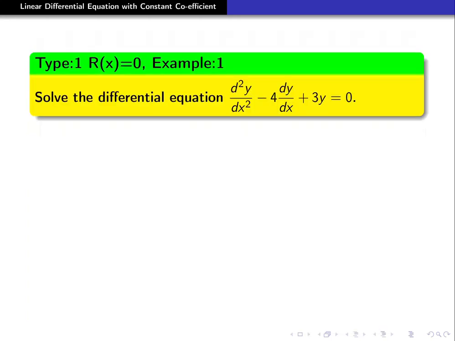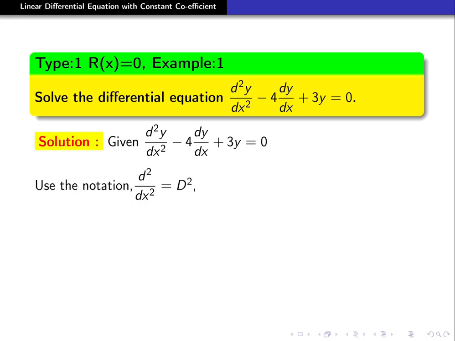Now type 1. So R of x is equal to 0, therefore our right hand side is 0. So that is what we take as type 1. Solve the differential equation d²y/dx² - 4 dy/dx + 3y = 0. So given d²y/dx² - 4 dy/dx + 3y = 0.